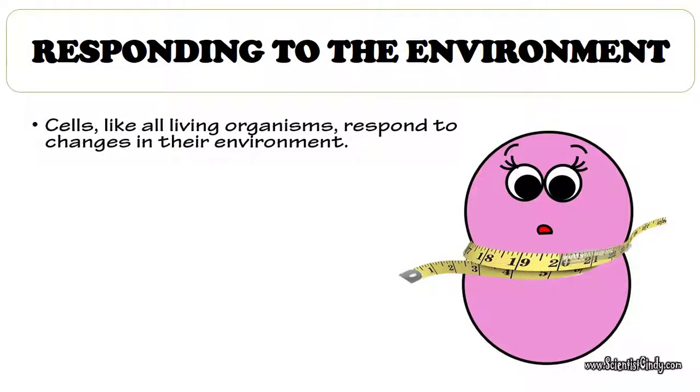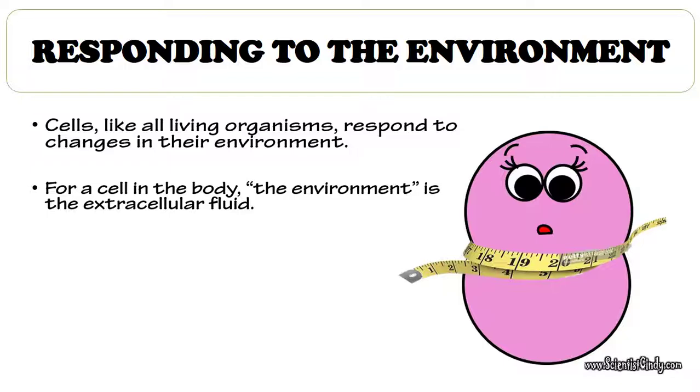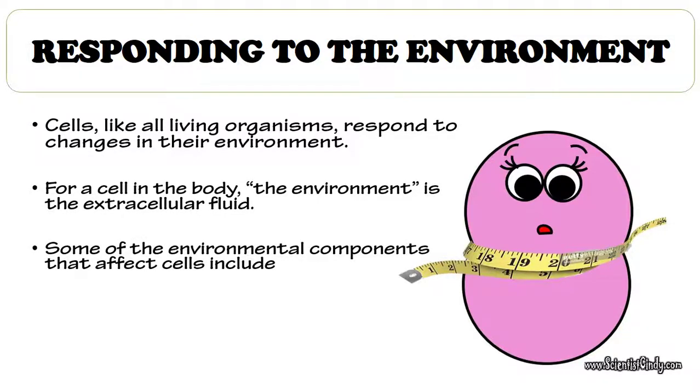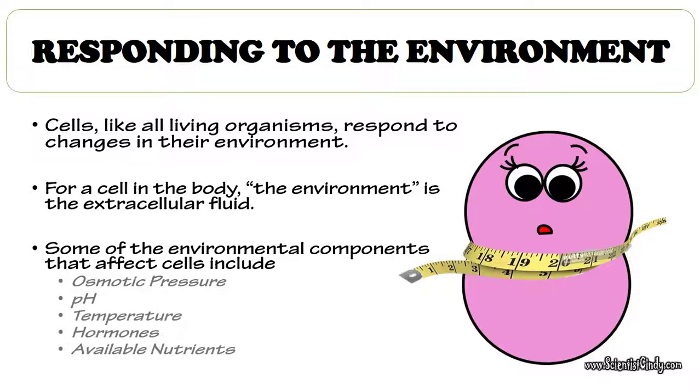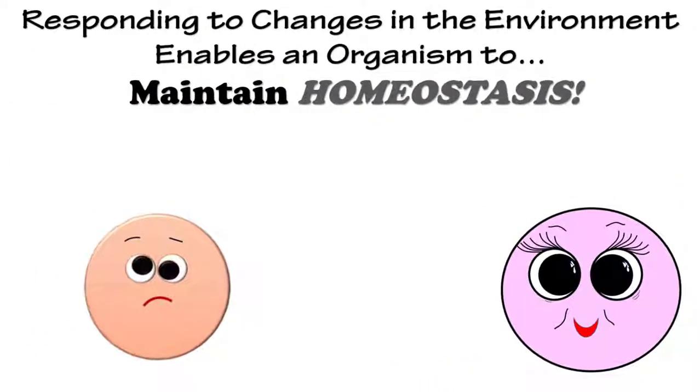Cells, like all living organisms, respond to changes in their environment. For a cell in the body, the environment is the extracellular fluid. Some of the environmental components that affect cells include osmotic pressure, pH, temperature, hormones, and available nutrients. Responding to the changes in the environment enables an organism to maintain homeostasis.